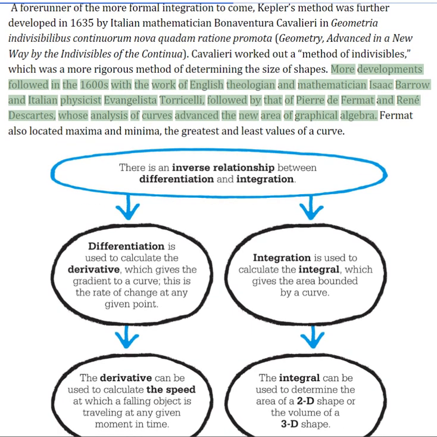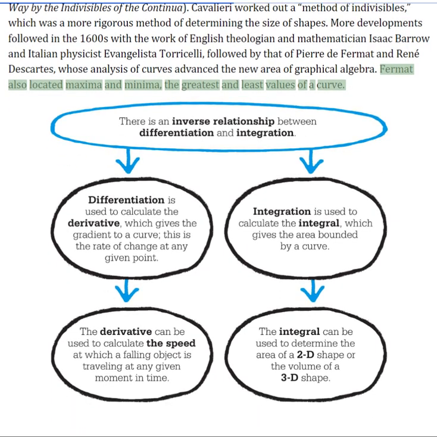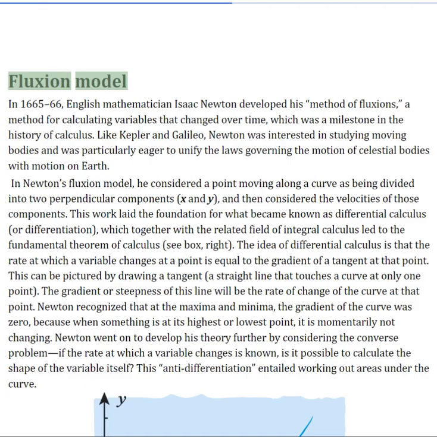More developments followed in the 1600s with the work of English theologian and mathematician Isaac Barrow and Italian physicist Evangelista Torricelli, followed by that of Pierre de Fermat and René Descartes, whose analysis of curves advanced the new area of graphical algebra. Fermat also located maxima and minima, the greatest and least values of a curve.